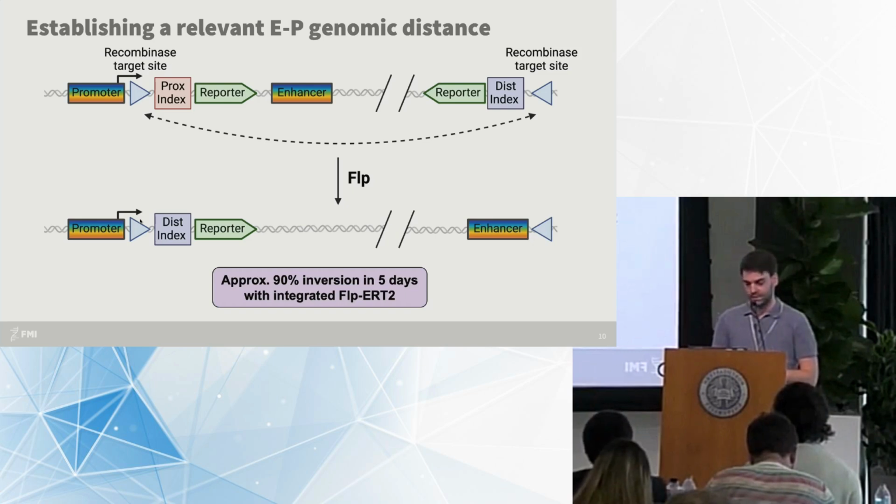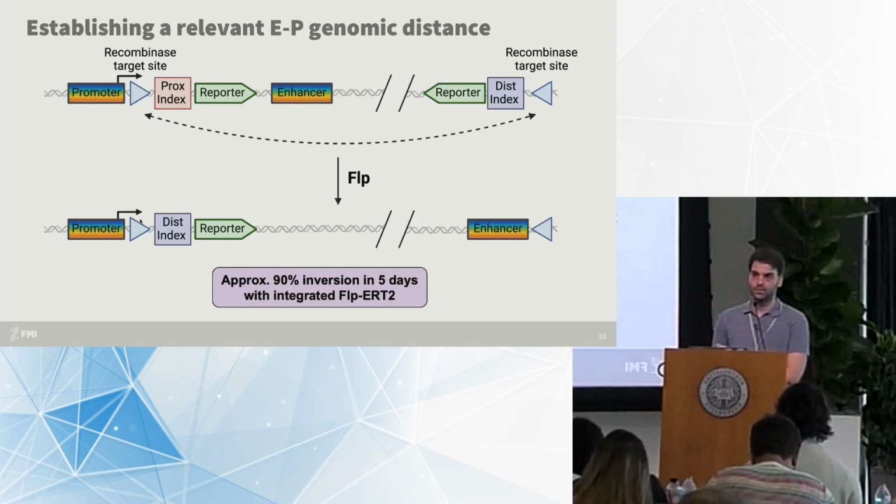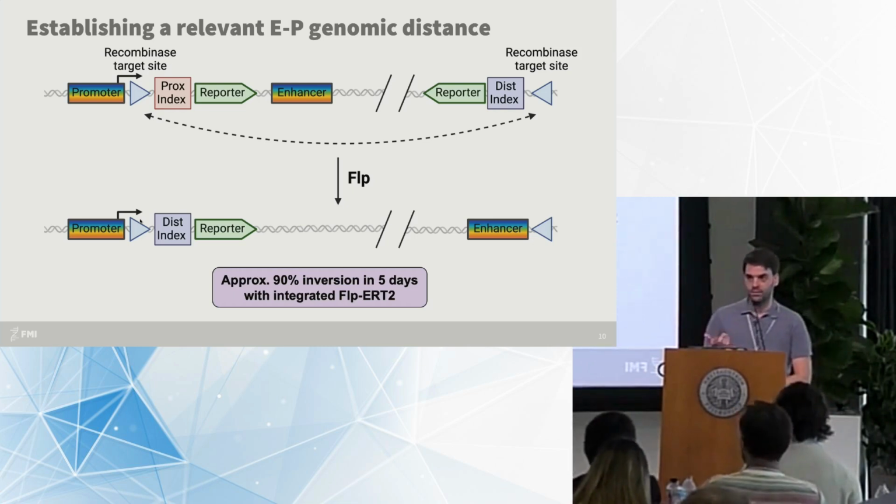So using this FlpBase recombinase, we can actually distance the enhancer far away from the promoter. Currently the distance is 60 kb, so 60,000 base pairs. And not only does it increase the distance between enhancer and promoter, but it also replaces the proximal index with this distal index. And after initial testing, I've shown that using an integrated inducible FlpBase system, I can invert approximately 90% of the alleles in 5 days using tamoxifen.